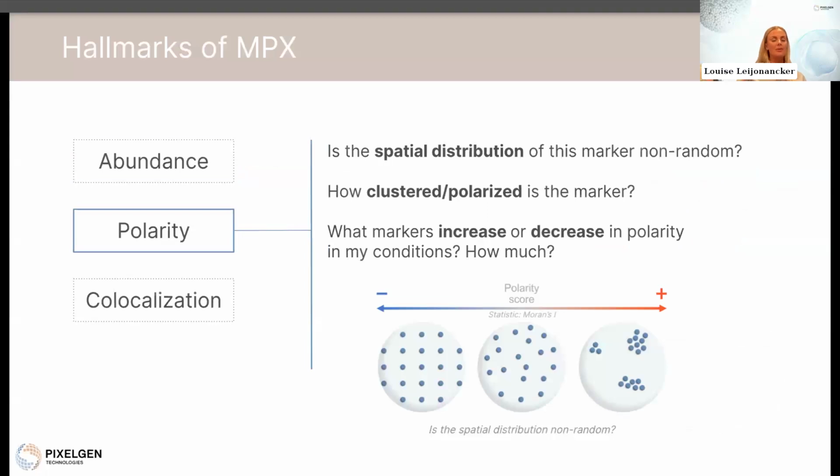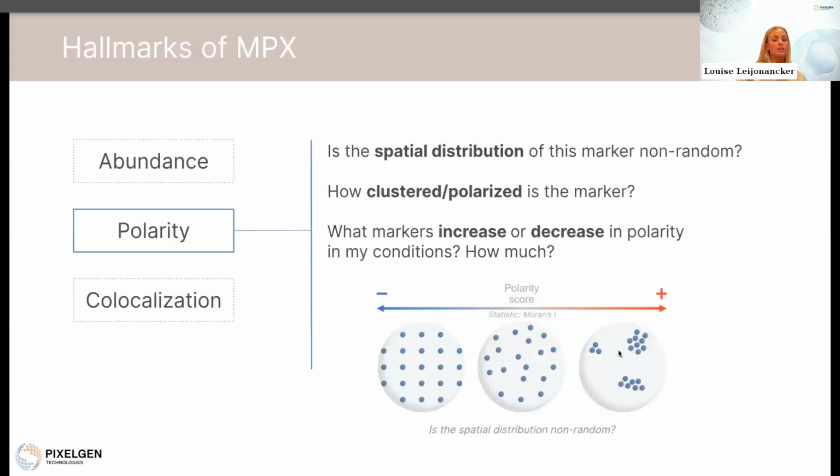When it comes to polarity, which is one of our spatial metrics, well, if you look at this little picture here in the bottom, we have developed the polarity score to assess polarity. And it's telling you if the spatial distribution of this marker is non-random. So if it's centered around 0, that means that the protein is randomly dispersed on the cell surface. There is no typical pattern to it.